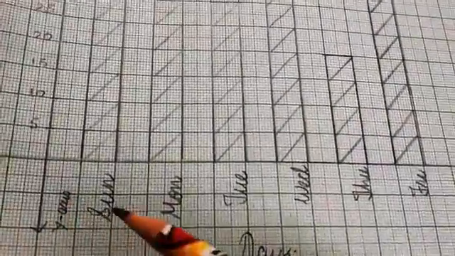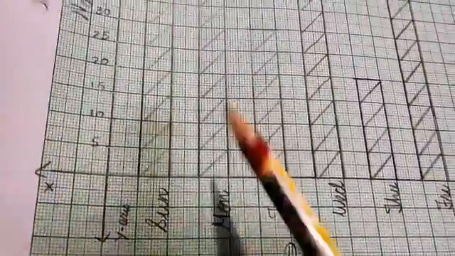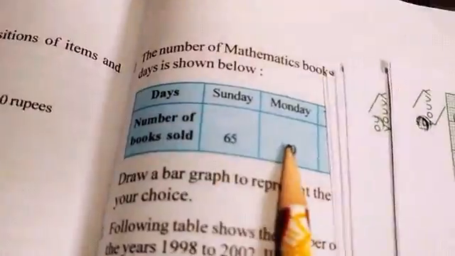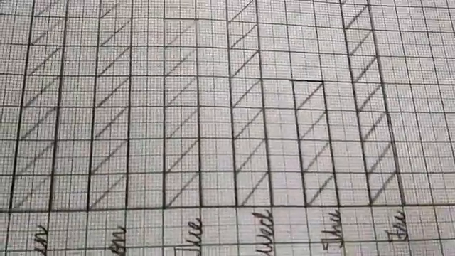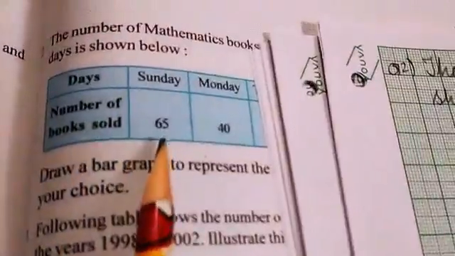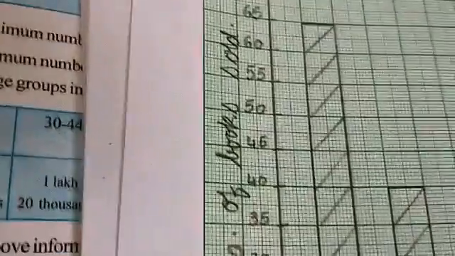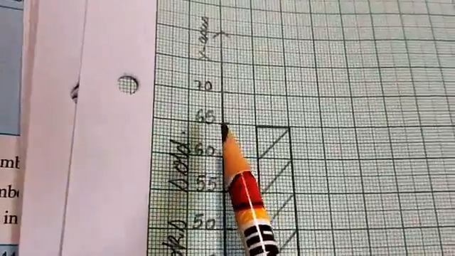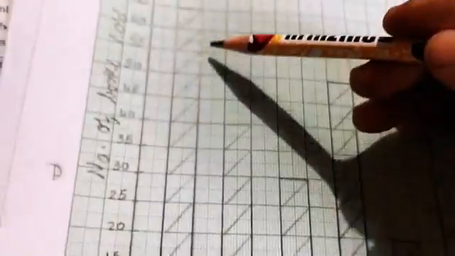Okay. And here you write the number of days, on which day how many books are sold. From your table, in the same way you write Sunday, Monday, Tuesday, Wednesday, Thursday and Friday. So find it on Sunday. How many books are sold? On Sunday, the number of books sold is 65. So we need to find 65. So 65 and Sunday. From here, you just straightly draw the graph with the scale.